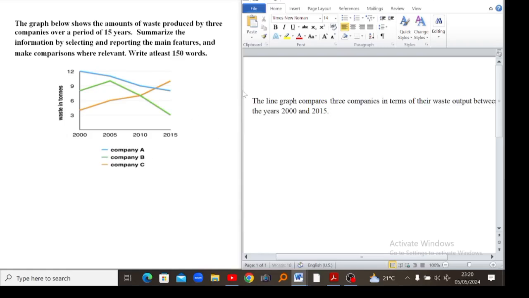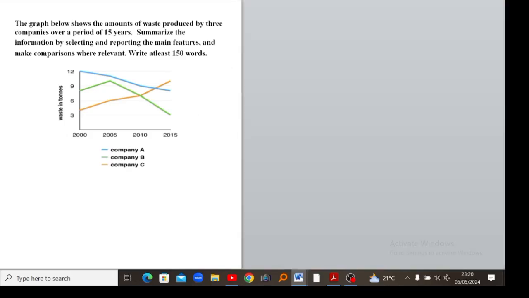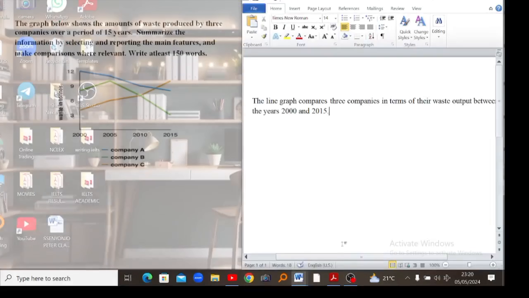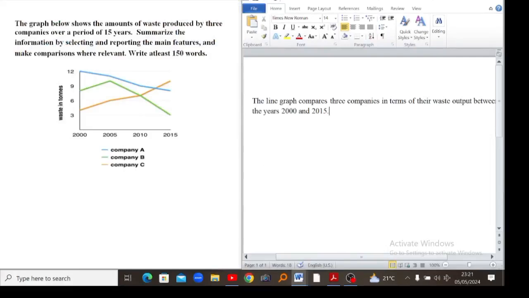So here we will summarize this whole title when we said the line graph compares these 3 companies in terms of their waste output. Instead of saying waste produced, we said waste output. So over a 15-year period, you said between the years 2000 and 2015. No big details there.